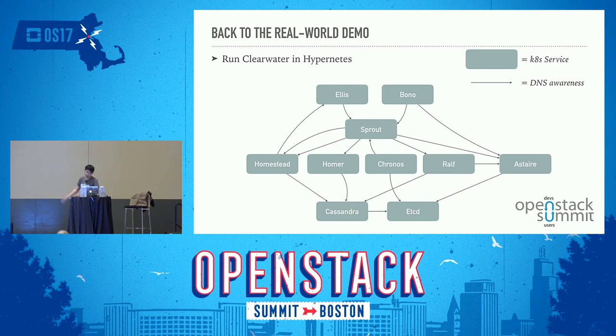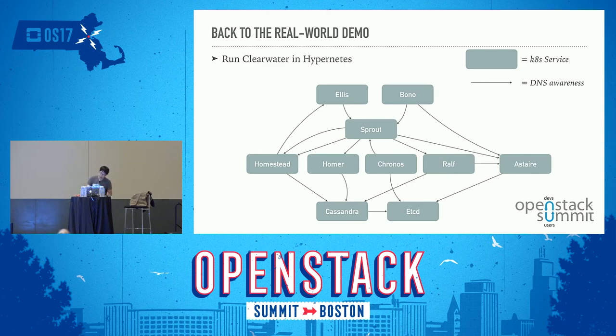So let's go back to the Clearwater demo. As I said, Clearwater is composed of 10 components, which is actually very complicated, as you can see here. And what's more important is that every component in Clearwater tries to communicate with the other components by using a DNS name. That's why you can see here, we need to create a headless service for every component in Clearwater to make sure it has a special DNS name.